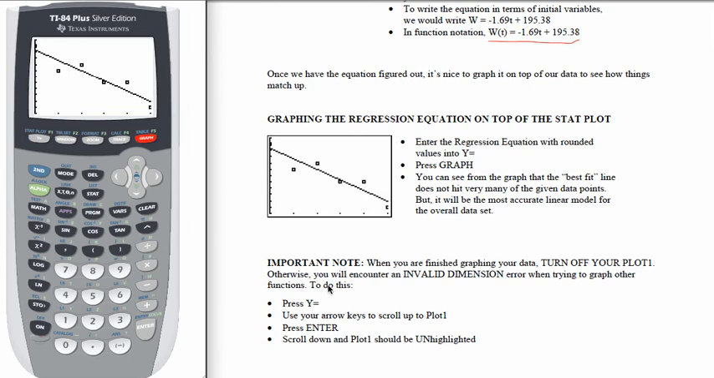Again, as in the previous example that we did, when you're finished, you need to turn off your plot. So go back to y equals, scroll up to plot 1, hit enter, and then return, and make sure that none of your plots are turned on when you finish working with data.